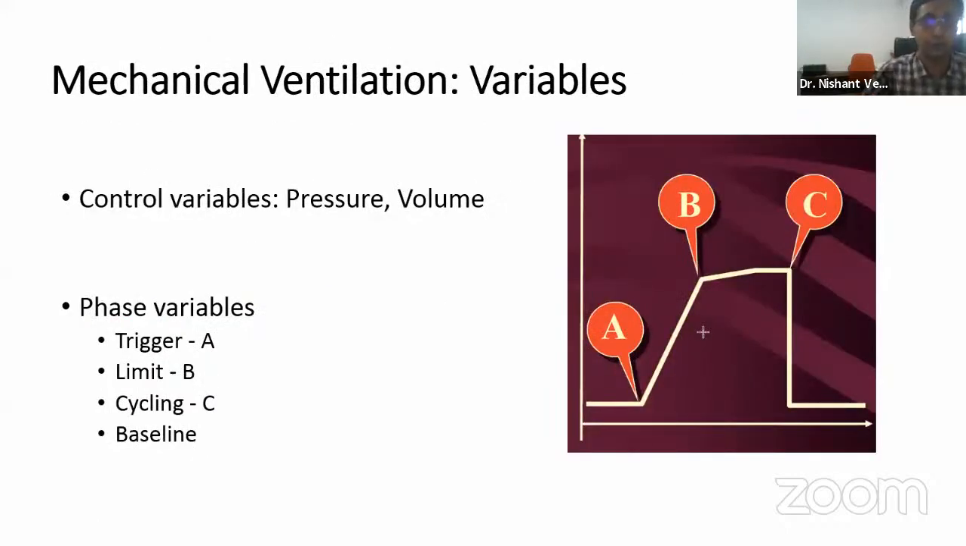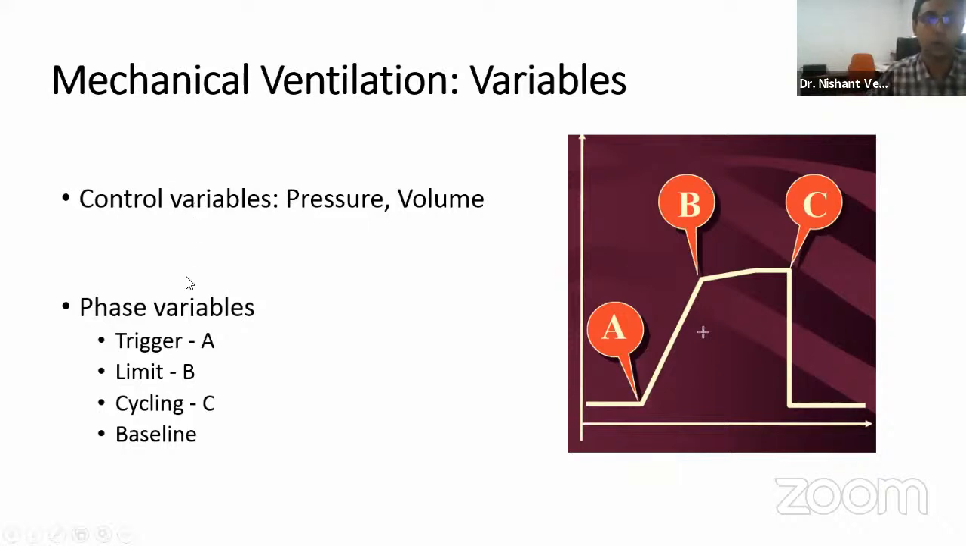Just 2 slides about basics of mechanical ventilation. Again, this has already been discussed. Once you decide to use a ventilator, you should know your machine very carefully. There are 2 types of variables which you have to set. One is the control variables, which mean how you want the breath to be delivered. It can be either pressure or volume. So pressure modes and volume modes, you can choose either of the 2 which you are more comfortable with.